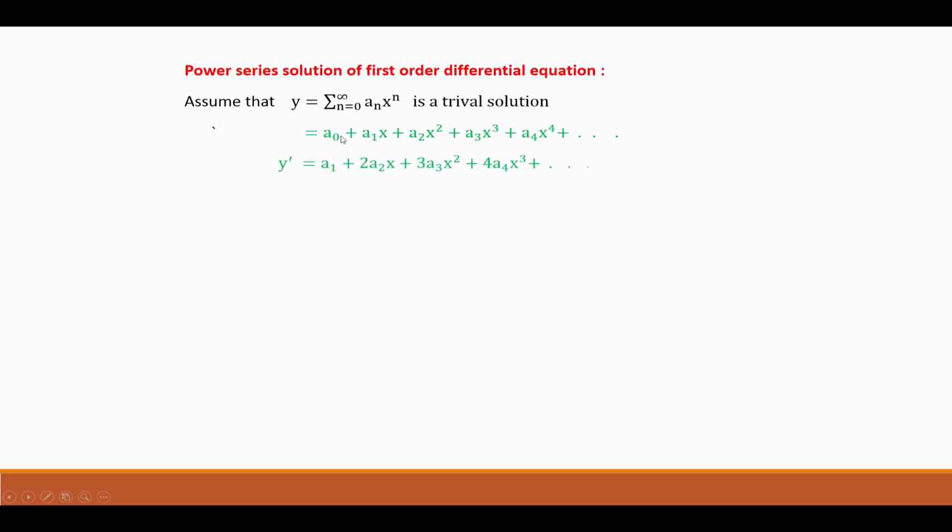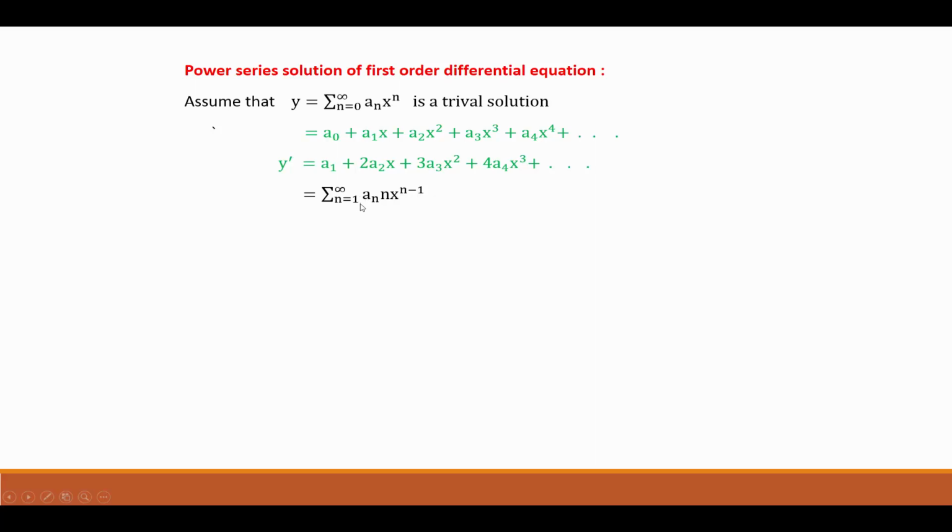Then find the derivative y dash of this function. y dash equals a0 is a constant, its derivative is 0, plus a1, derivative of x is 1, so the first term is a1, plus a2 derivative of x square is 2x, plus a3 derivative of x cube is 3x square, plus a4 derivative of x^4 is 4x cube, plus dot dot dot. Write this series in sigma notation as sigma, n varies from 1, since the first term is 1, to infinity, a_n into n x raised to n minus 1.